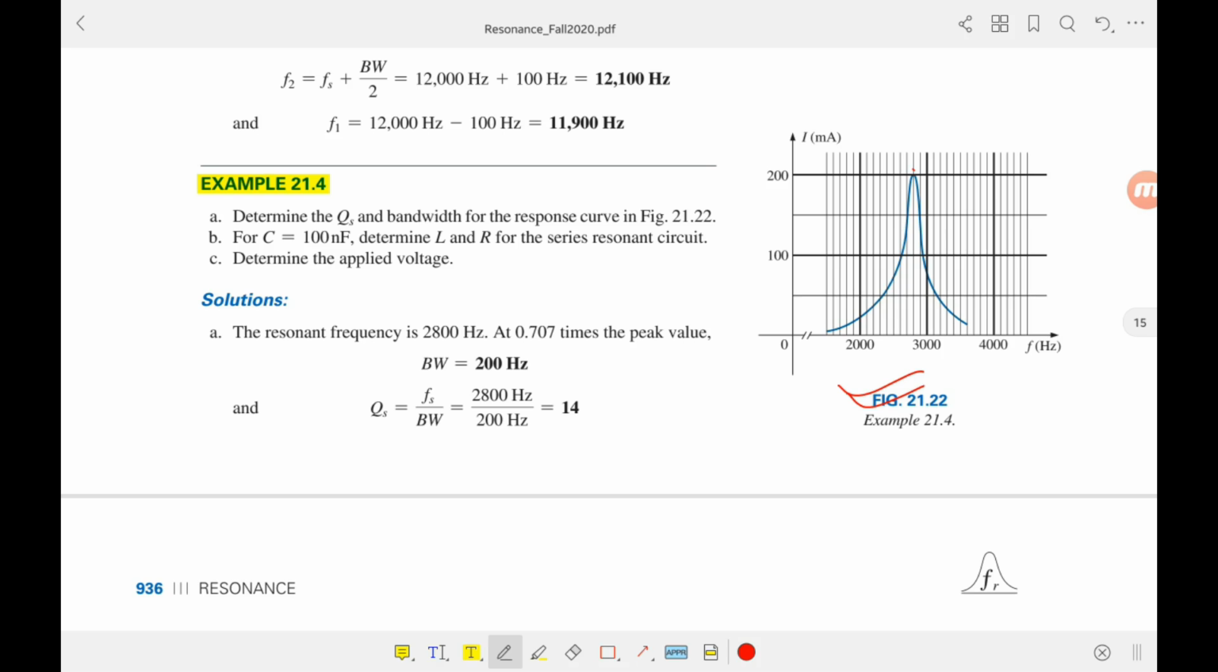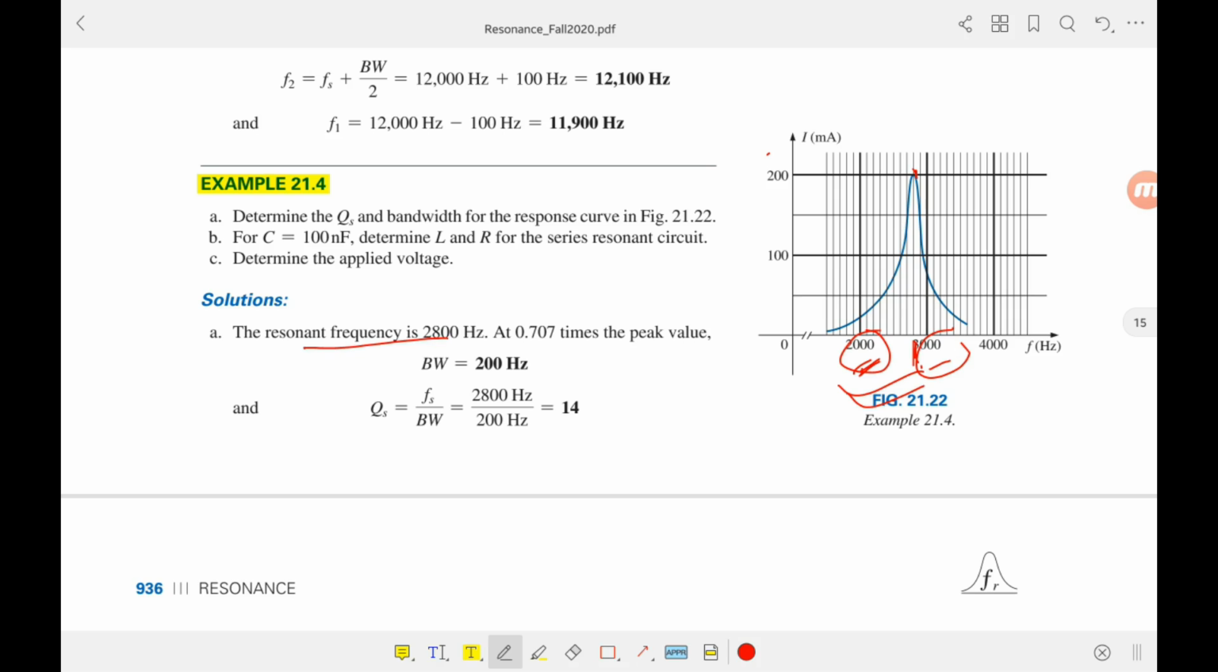So first of all, what is the resonant frequency from this graph? You can understand that this is the resonant frequency. So this one is basically 2800 hertz, because this one is 2000, and this is 3000. So this point will be 2800 hertz. So this is our resonant frequency. And what is the bandwidth?